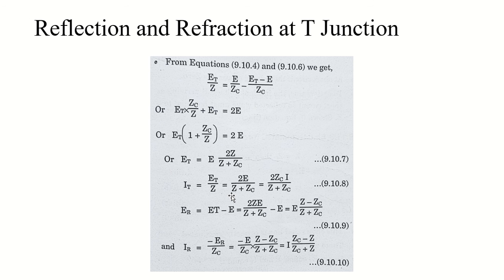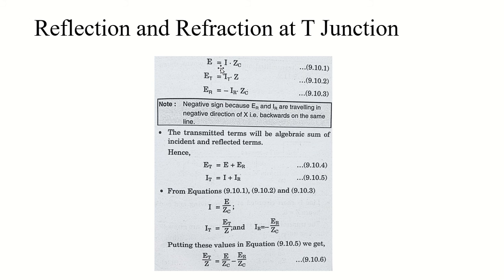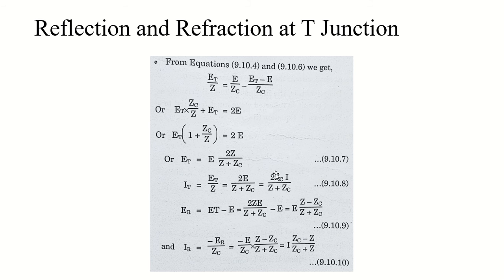But now see again, what is the value of E initially? I into ZC. So you will write simply ZC into I, which means instead of E you are substituting I into ZC here, and the rest of the terms will remain as it is. And that is the formula for your IT in terms of I, right? You can find the ET in terms of E, and you can also find IT in terms of I.